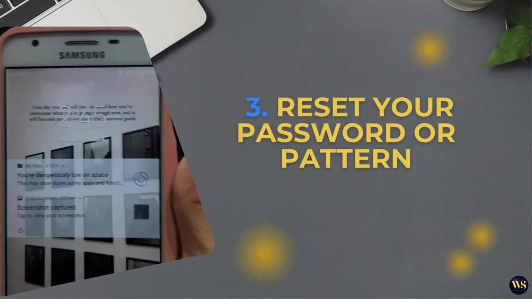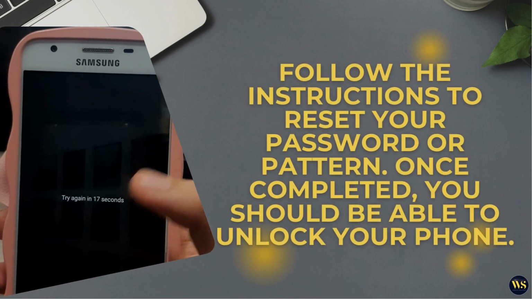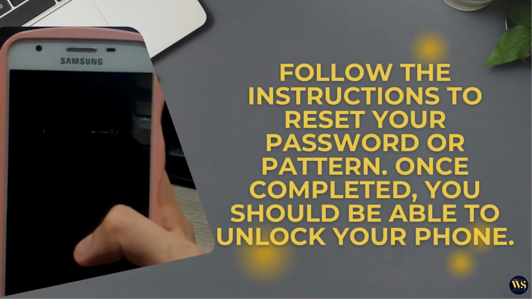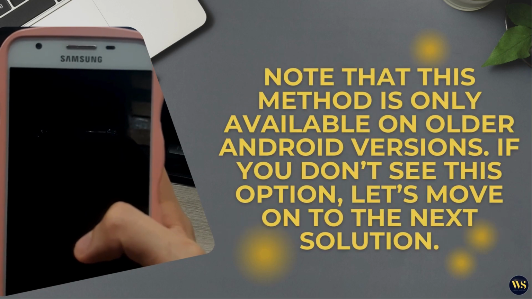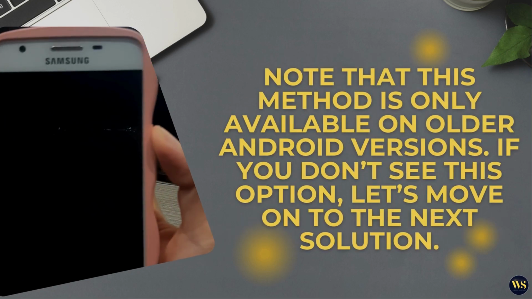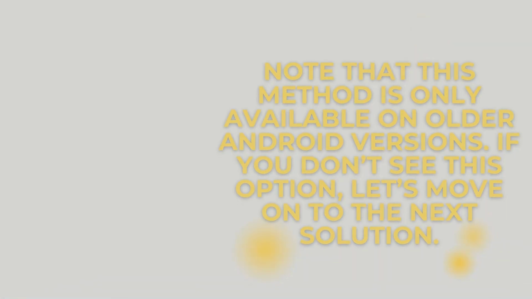Number 3. Reset your password or pattern. Follow the instructions to reset your password or pattern. Once completed, you should be able to unlock your phone. Note that this method is only available on older Android versions. If you don't see this option, let us move on to the next solution.